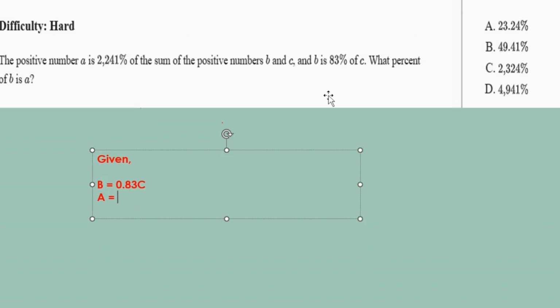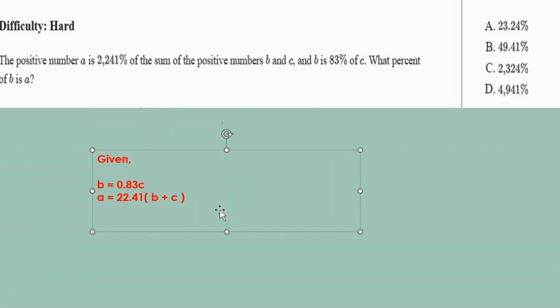And what is A? A is this percent of the sum of positive numbers B and C. So which means 2241%, which means 2241 by 100, which means 22.41. So 22.41 is multiplied by the sum of positive numbers B and C. This is what actually makes a lot of people make mistakes. So A is 2241% of the sum of positive numbers B and C. Okay, we have got that too.